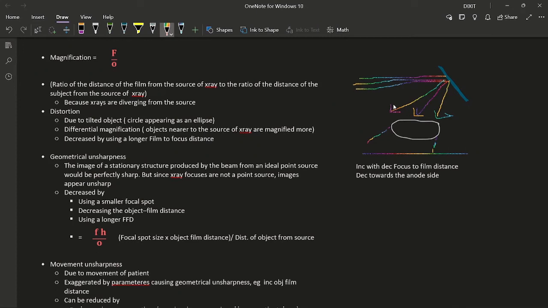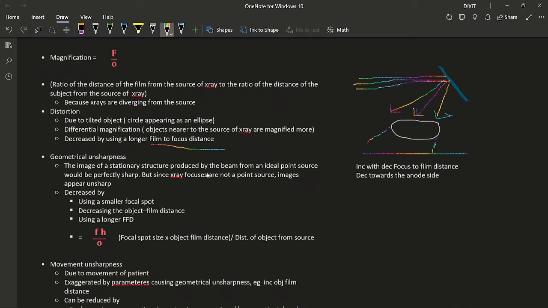the image. Now one way you can tackle distortion is simply by using a large film to focus distance. What happens is it will decrease the obvious distortion of the image when you are increasing the focus to film distance. Now geometrical unsharpness.